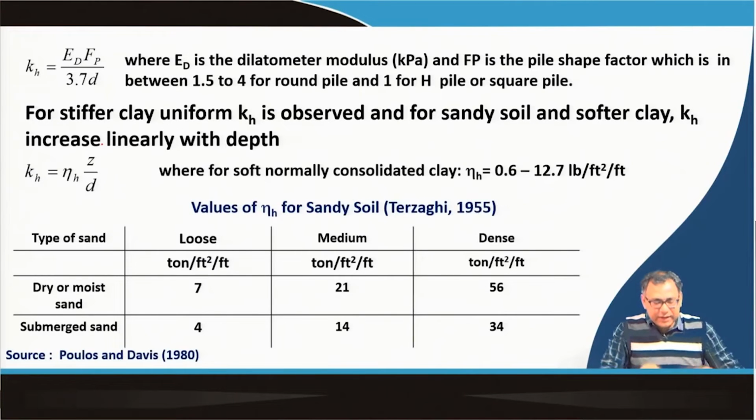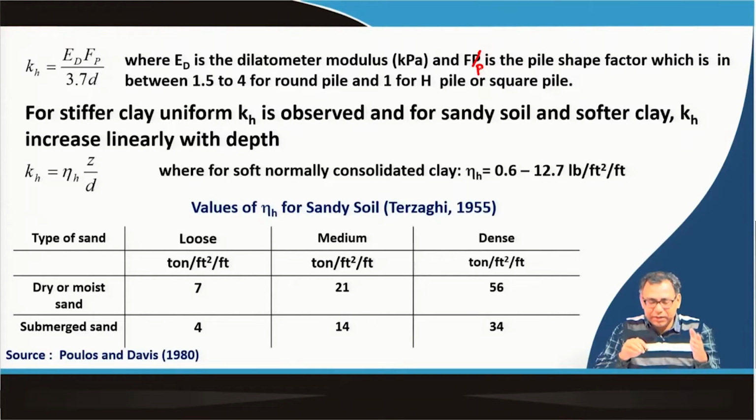Again, the kh can be determined by the dilatometer modulus also. Here Ed is the dilatometer modulus, and Fp is the pile shape factor, where p is in suffix. So, Fp is the pile shape factor, which is between 1.5 to 4 for round piles and 1 for H piles or square piles, okay, and d is the diameter of the pile.